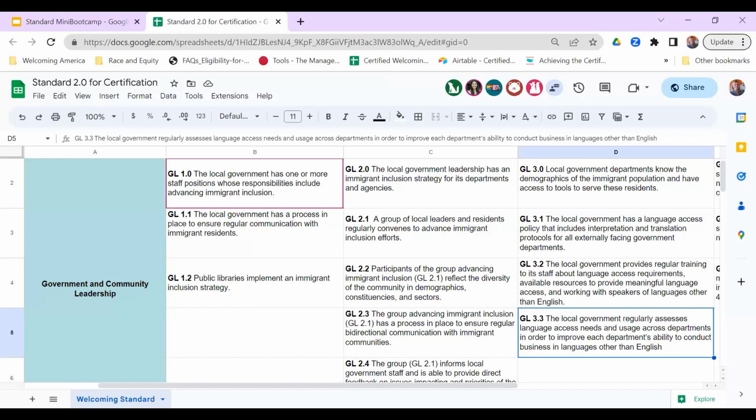So I just want to flag that for you here when thinking about demonstrating training or that your departments know the demographics of the immigrant populations. Maybe that's included in your training. And so thinking about, if it's not like a government-wide training, if it is tailored to every single department, you might be having to think about some of that evidence gathering a little bit differently.